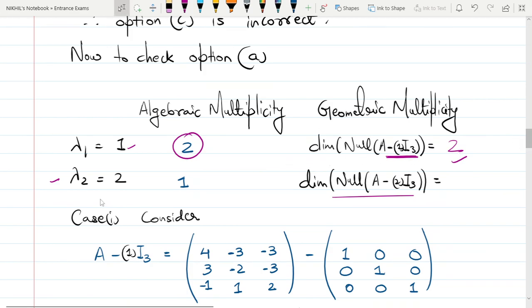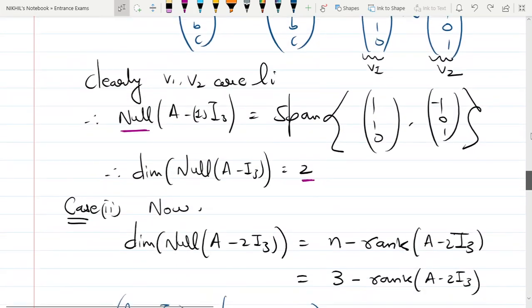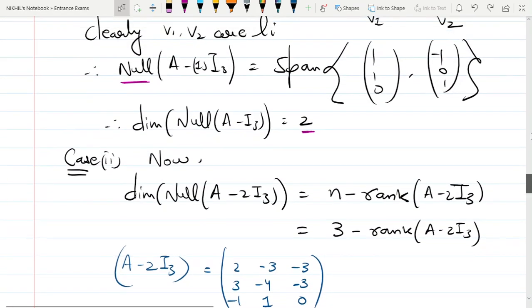Finally, I have to check for lambda 2 equal to 2, as its algebraic multiplicity is 1, that it comes one time in the characteristic polynomial. Now if I am able to show that this is 1, then my job is done. So I'm going to calculate this thing. I can find this directly using the rank nullity theorem, because this is also a matrix.